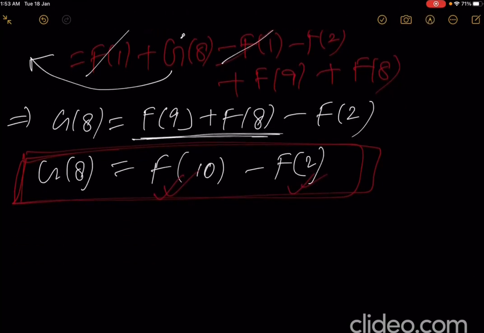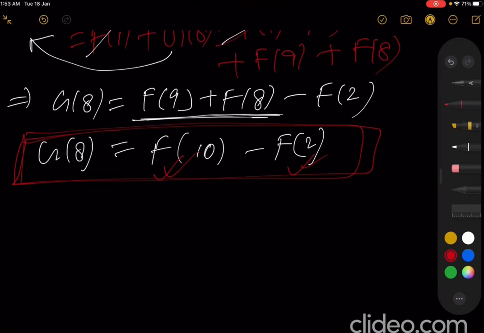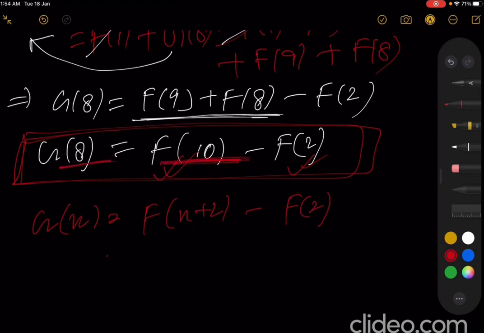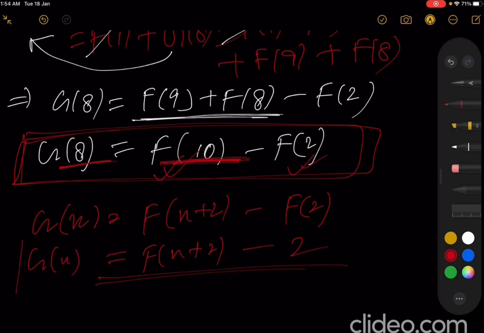Okay, so in this way you can generalize for any n that g of n will be equal to f of n plus 2 minus f of 2. Since n is equal to 8 in this case, that's why you can see that 10 was coming here, and you can further write it like this also: f of n plus 2 minus f of 2, which will be equal to 2. Okay, so this is the thing we got.